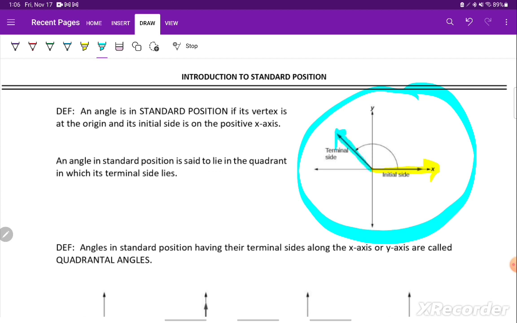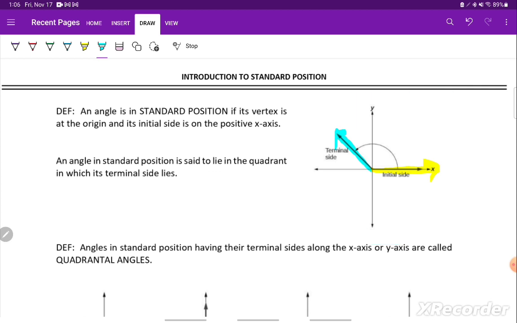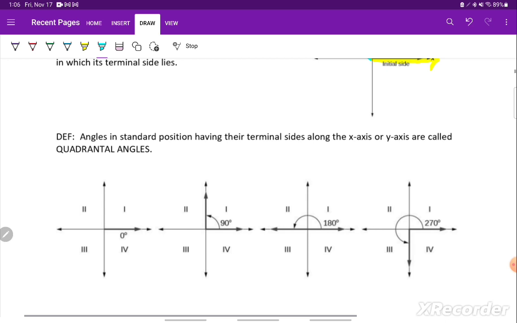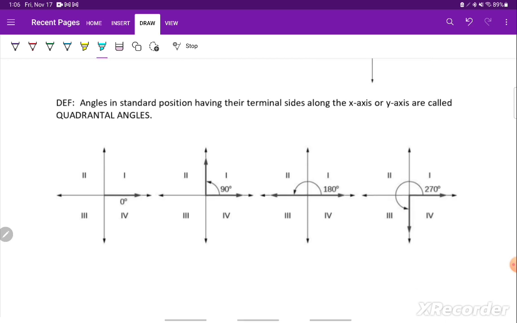An angle in standard position is said to lie in the quadrant in which its terminal side lies. So this would be a quadrant 2 angle because its terminal side is in quadrant 2. Angles in standard position having their terminal side along either the x or the y axis are called quadrantal angles. And we've got 4 of them.